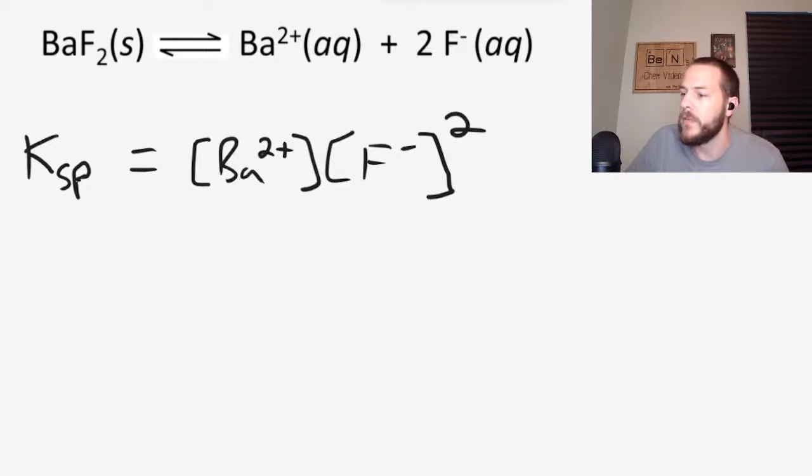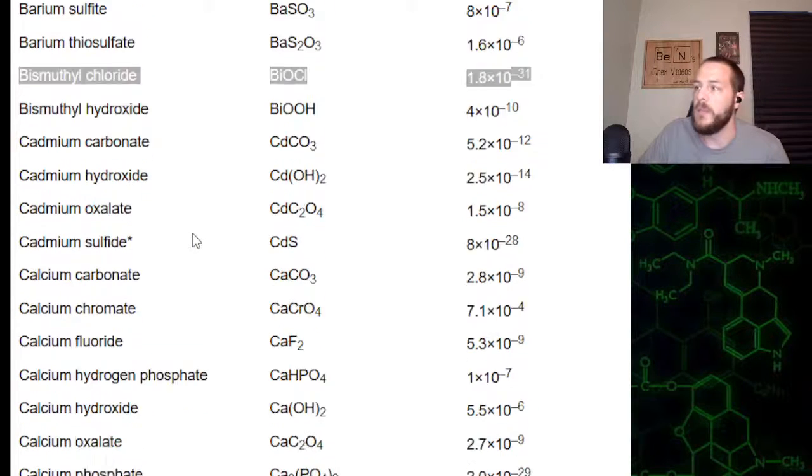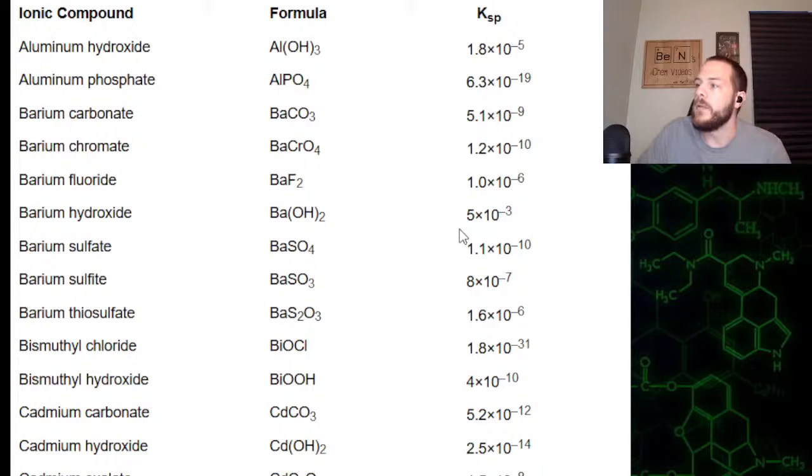Well, let's see if I can find it here. Pulling up a table here of a bunch of ionic compounds and what their KSP values are. And notice that all of these KSP values are very small. 10 to the minus 5, 10 to the minus 19, 10 to the minus 9. They're all very small numbers. And so all of these compounds that are shown here would be considered insoluble according to the solubility rules table, right?